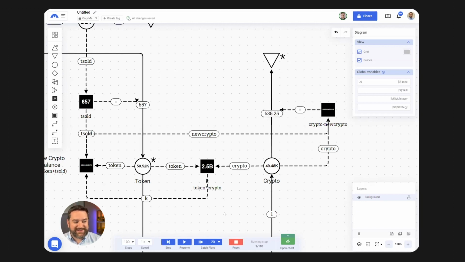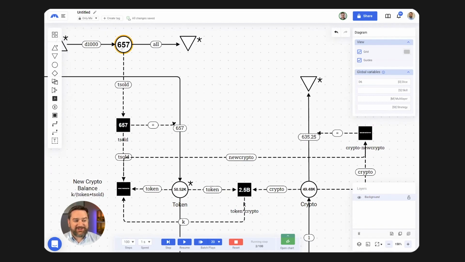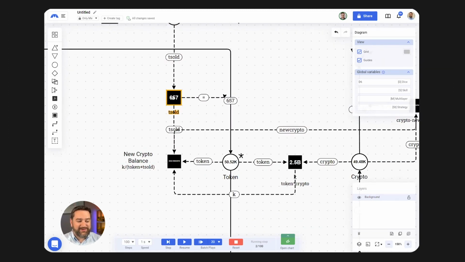There we go. That transaction's now taken place. Our two token pools and our liquidity have been adjusted, and our K factor is still exactly the same number. The next transaction is 657. So I'm taking my T sold number, my token sold number of 657, and that's how many resources we're going to input into the token pool.